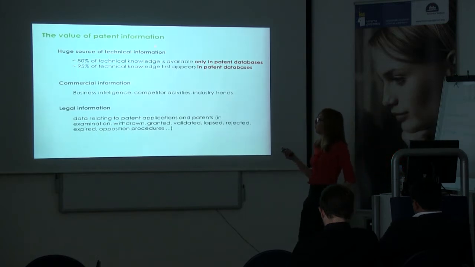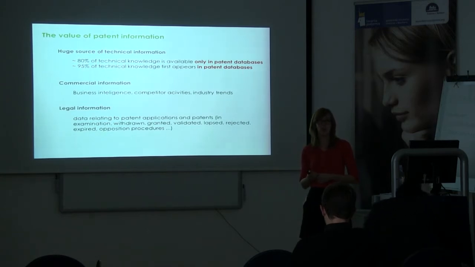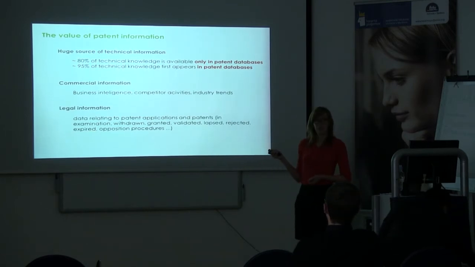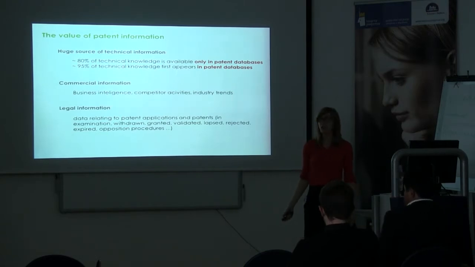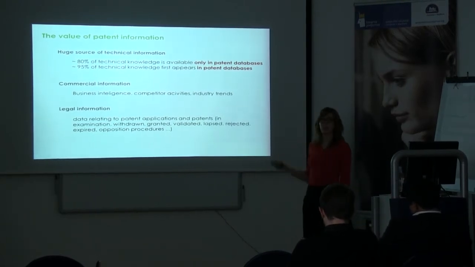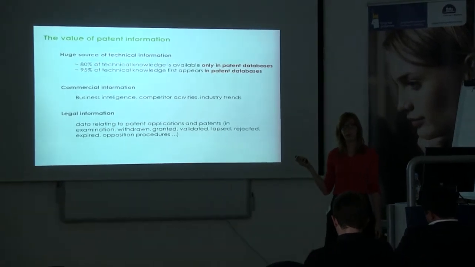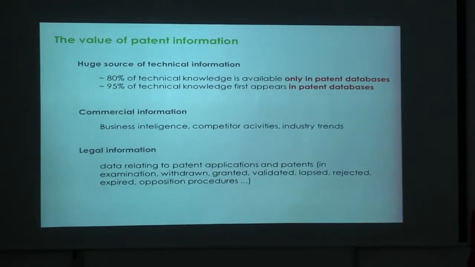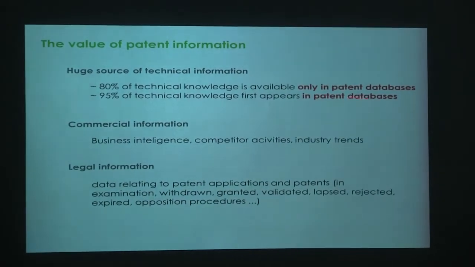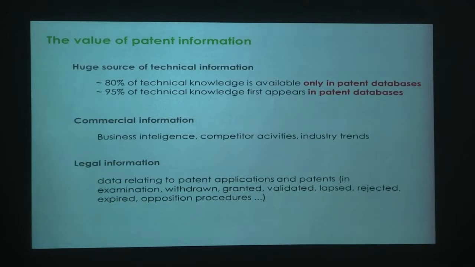This information is very valuable if you develop things. It's a huge source of technical information because different studies from the European Union and the European Patent Office have shown that more than 80% of data is published only in patent databases, and that's because the industry usually publishes only in patent databases. They don't publish scientific papers. And also, in certain fields, almost all technical knowledge first appears in patent databases, as we've shown with the example before. So if you want the most recent data, although it's not from yesterday, but from a year and a half ago, still the newest things you can find out are in patent databases.